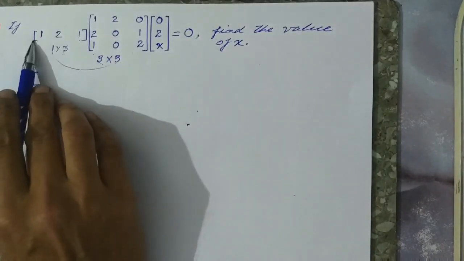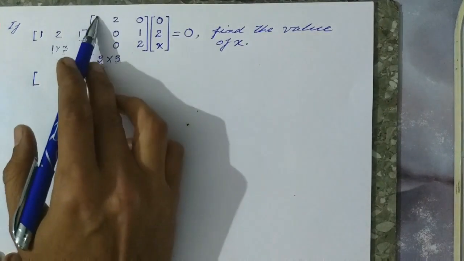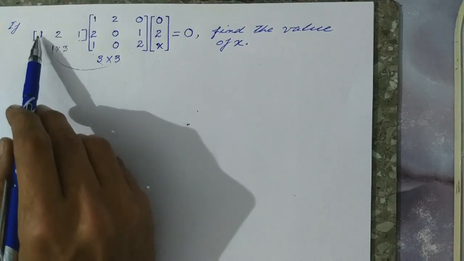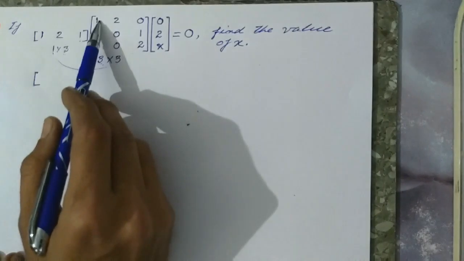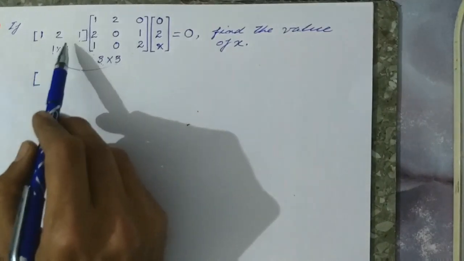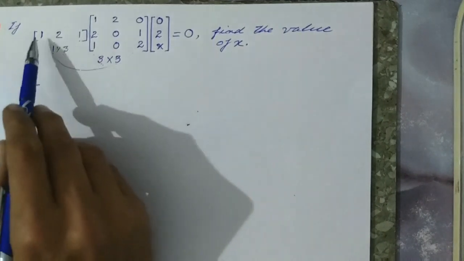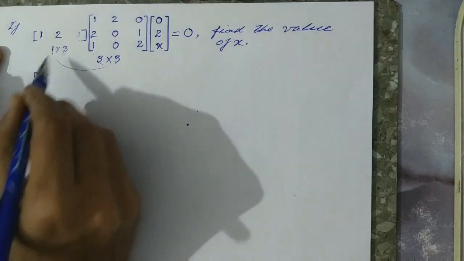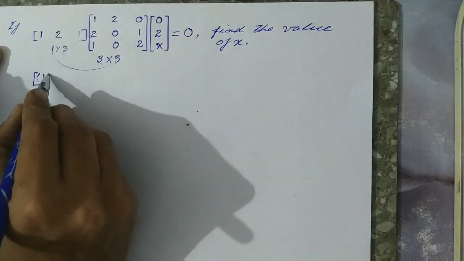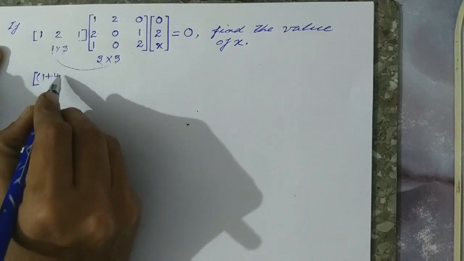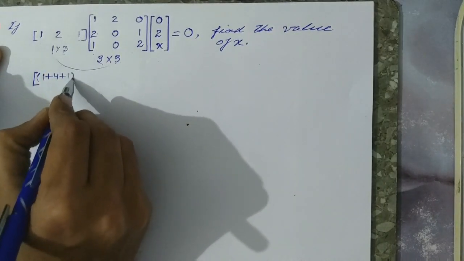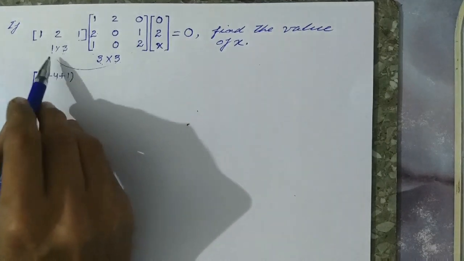So we have to multiply first row and first column. And as you know how to multiply a row and column, first element multiplies first element, second multiplies second element, and third multiplies third element. So 1 times 1 is 1, then 2 times 2 is 4, and 1 times 1 is 1, plus 1. So this is our first element of the product.